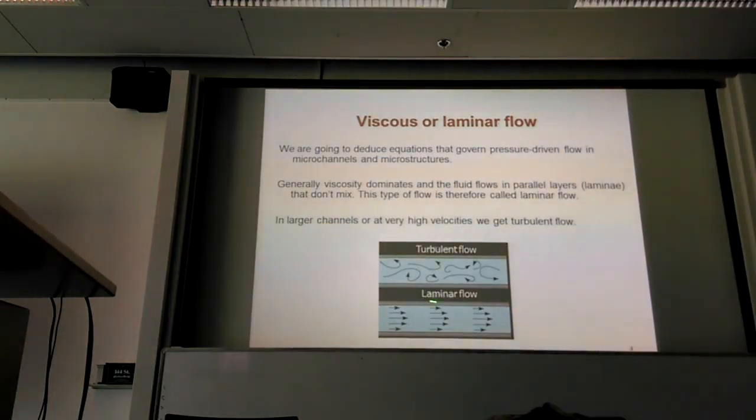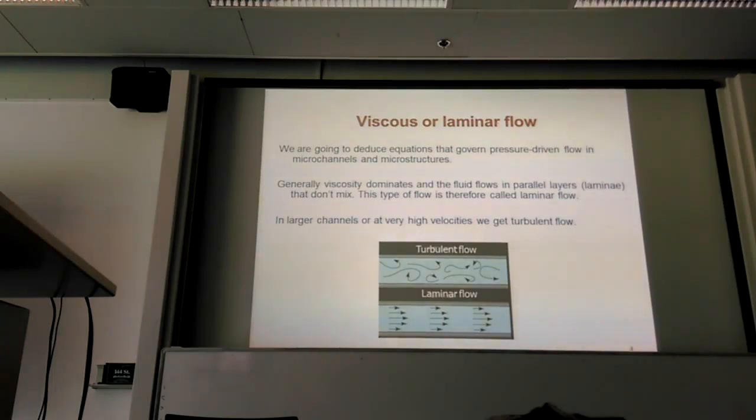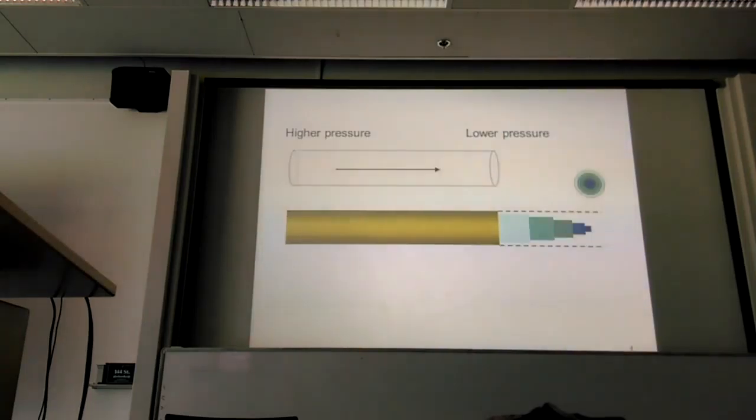And you call it laminar flow, like in lamina, in sheets. And they don't mix, these flow lines. There's just mixing by diffusion, as we will see. Now that's why you call it laminar flow. However, in large channels or high velocities, you get turbulent flow, as you see in the top. Now we'll talk about these 2 regimes today.